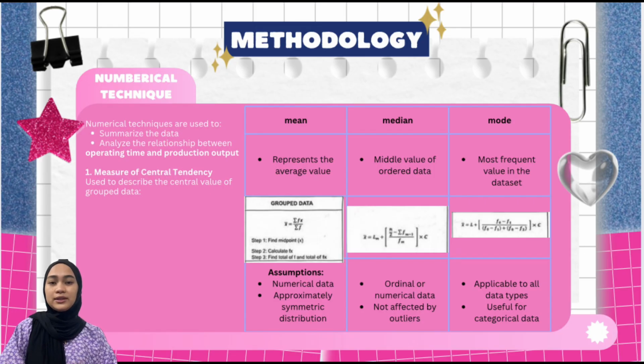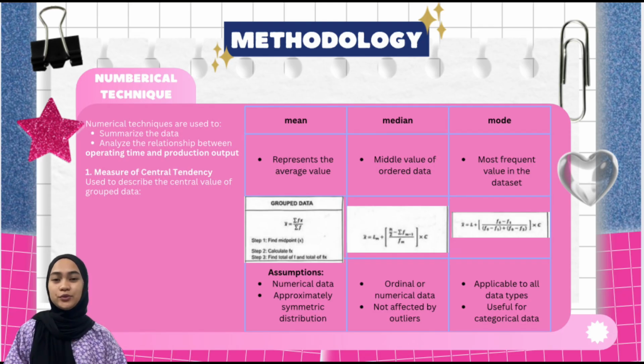Next, median. The median is the middle value of the data when arranged in ascending order. The steps include constructing a cumulative frequency table, finding the median position by dividing n by 2, identifying the median class, and applying the formula. Lastly, mode. The mode is the value that occurs most frequently in the datasheet. The modal class is first identified, and then the mode is calculated using the formula or estimated from the histogram.